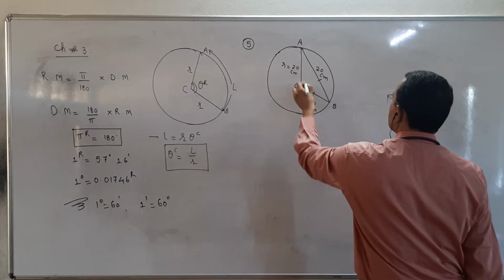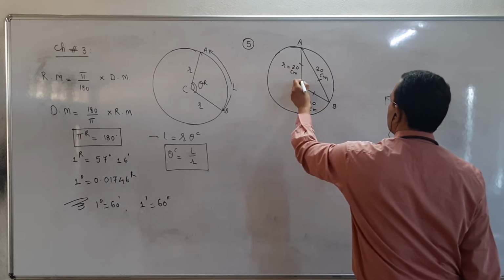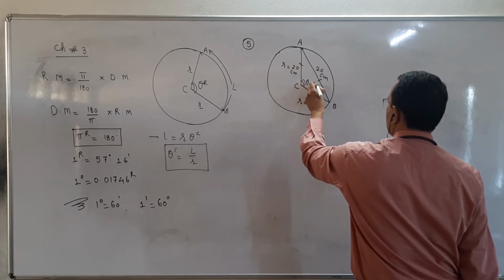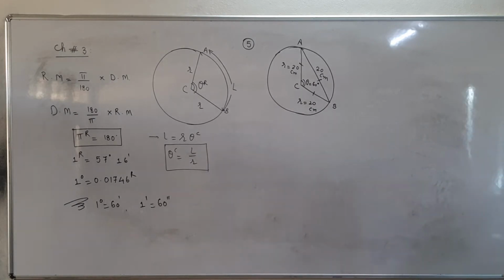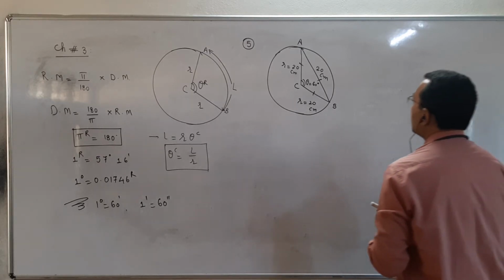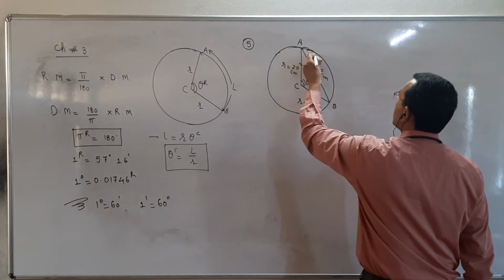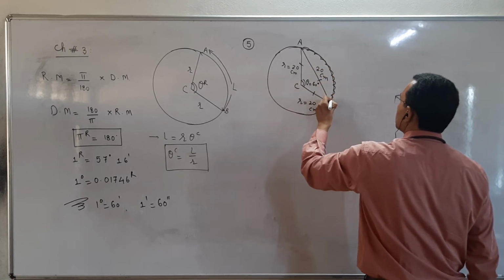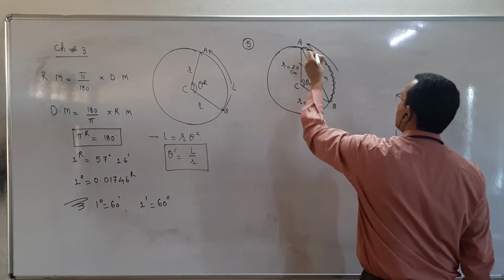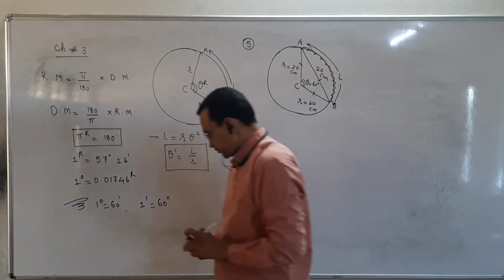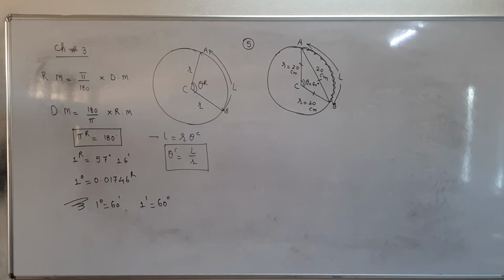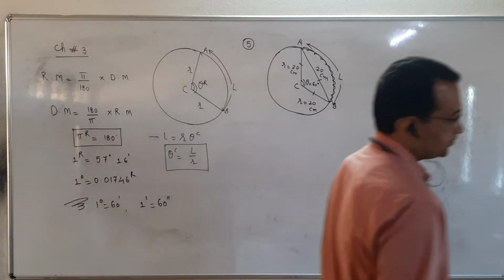So AB, BC and AC all are equal. So this is an equilateral triangle. So theta will be 60 degrees. This one, students, all of you can easily understand. And we have to find this minor arc AB, which is having say length L units. We have to find minor arc AB in terms of length.